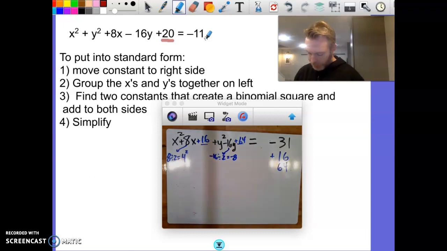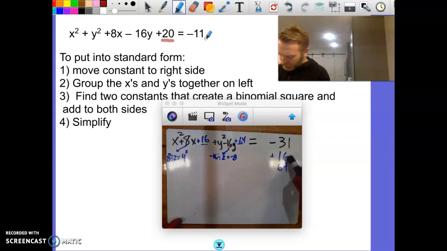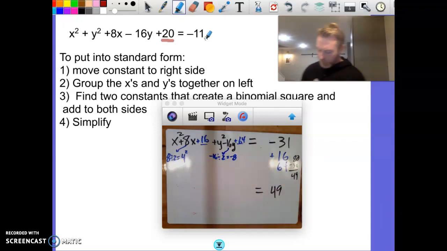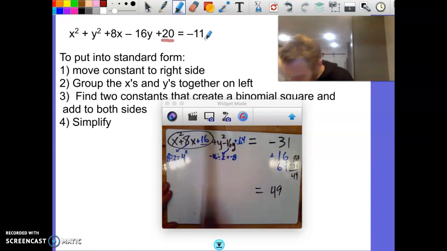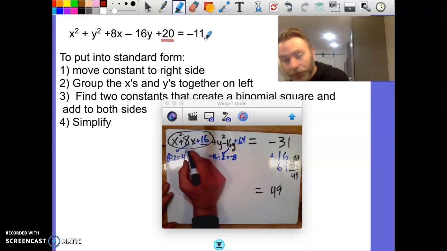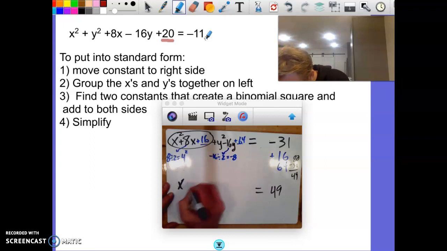Then what I'm going to do is I'm going to simplify. So I got a little arithmetic over here. 16 and 64 is 80. 80 minus 31. So this side is 49. Over here, this binomial is, really I'm just factoring here. Multiplies to be 16, adds to be 8. That's x plus 4, or x plus 4 squared.